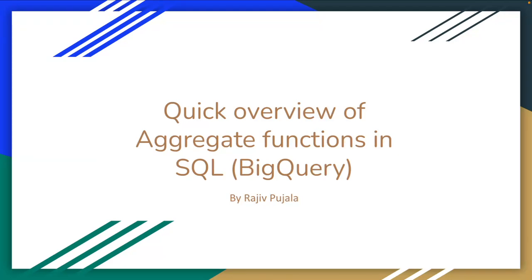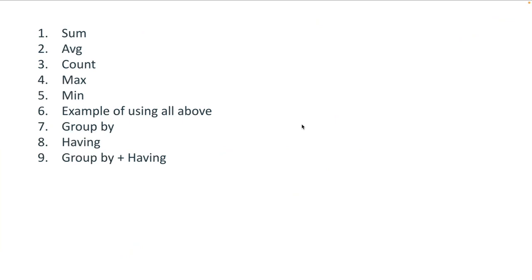I am Rajiv Pujala. In this video, let's take a quick overview of all aggregate functions. So what are aggregate functions? Anything which is like summing the values in a column, or finding the average of a total revenue, or the count of how many records, or the maximum value in a table, or the minimum value. We will also look into an example where we can use all of them, and take a quick look at group by and having as well, and an example where we can use both group by and having.